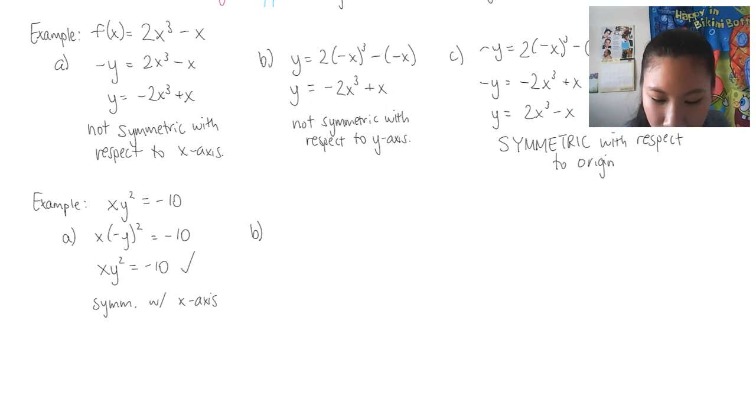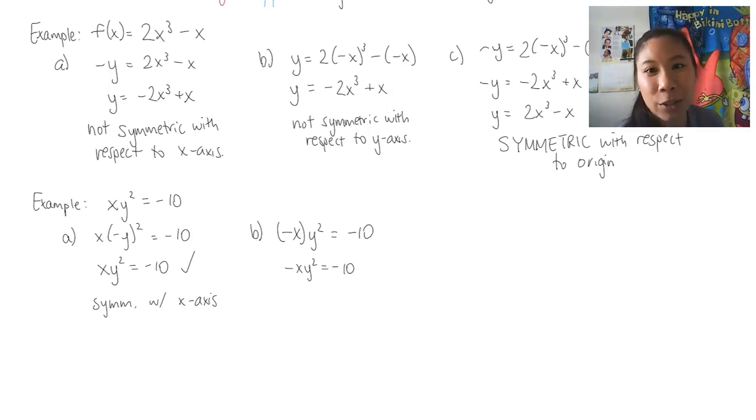So for the second one, let's do with respect to the y-axis. So we're going to plug in a negative x. So it'll be negative x times y squared equals negative 10. But then simplifying that down, I end up with negative xy squared equals negative 10. And obviously that does not match the original. So no for the y-axis.